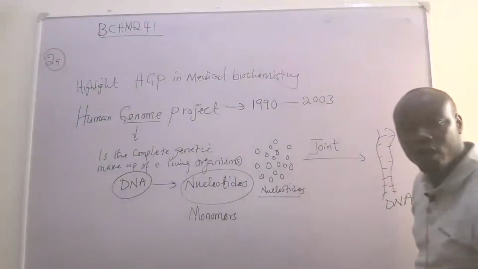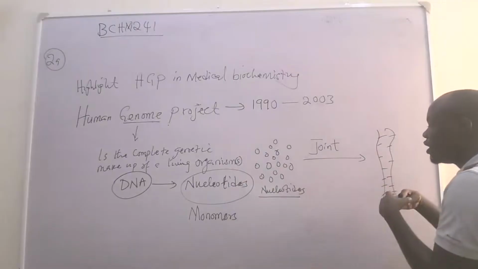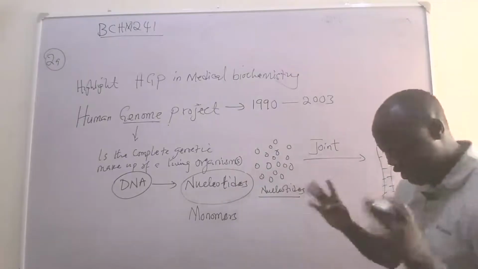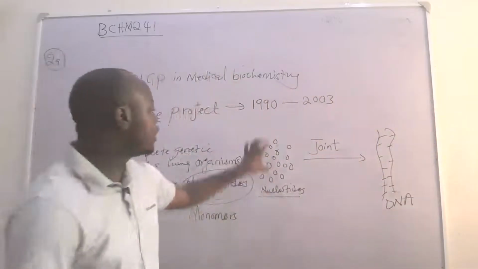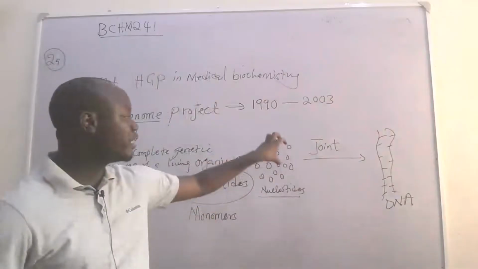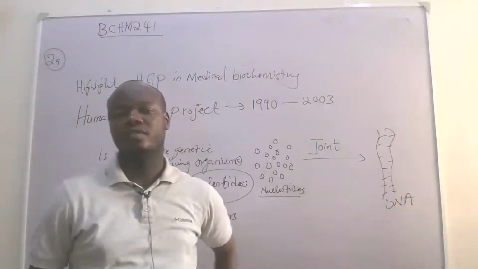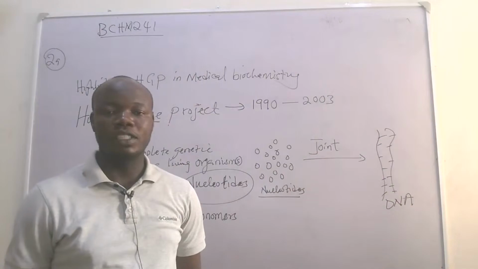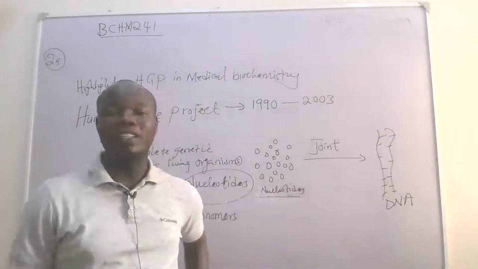So now I have another question. What is the name of the bonds that join the nucleotides together to produce the double helix DNA molecule? Please, I need an answer to this. What is the name of the bond that linked the nucleotides together to produce DNA? The name of the bonds that join the nucleotides together to form the DNA is called what?